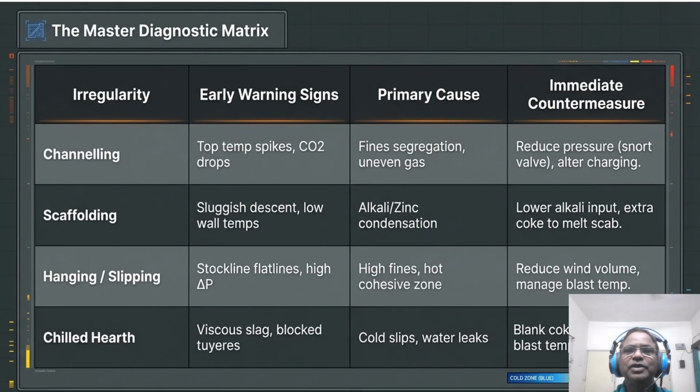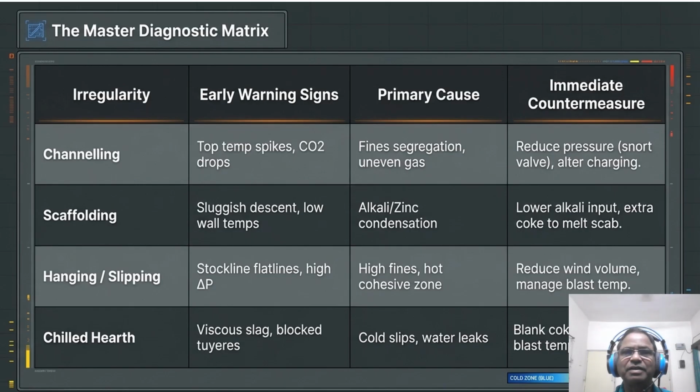Now coming to the master diagnostic matrix, and this matrix is your shift-level cheat sheet, we can say. So it connects early warning signs like top temperature spikes or viscous slag to immediate countermeasures like reducing blast volume or altering the charging sequences, changing the orientation of BLTs, or gauging some changes with LMG openings, discharge rates, portion changing, and so many permutation combinations.